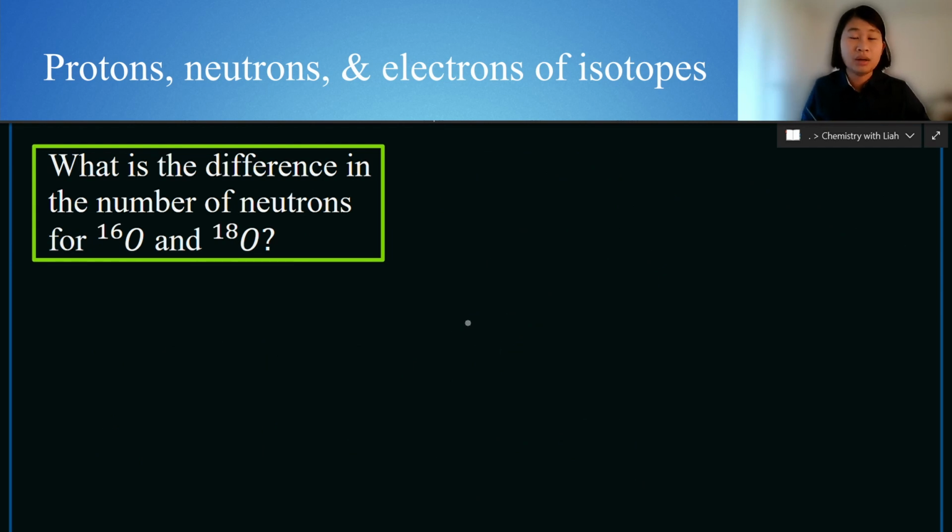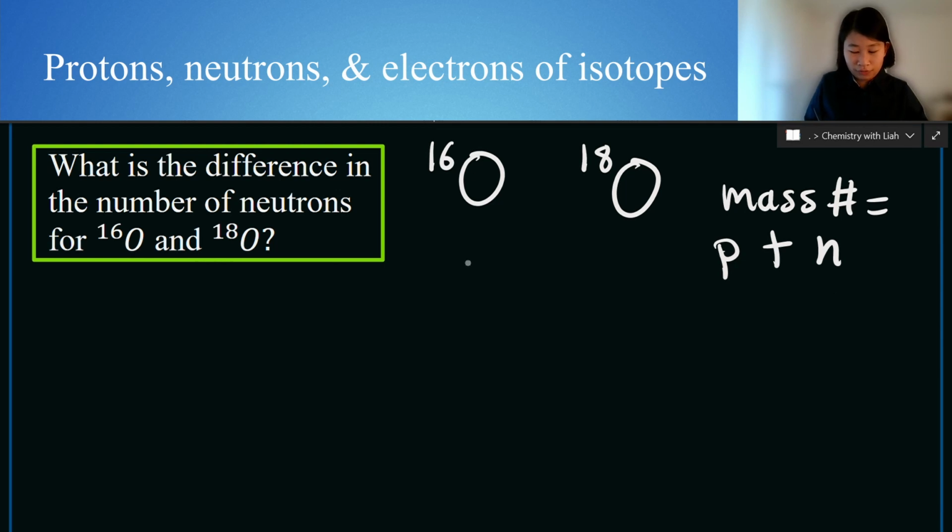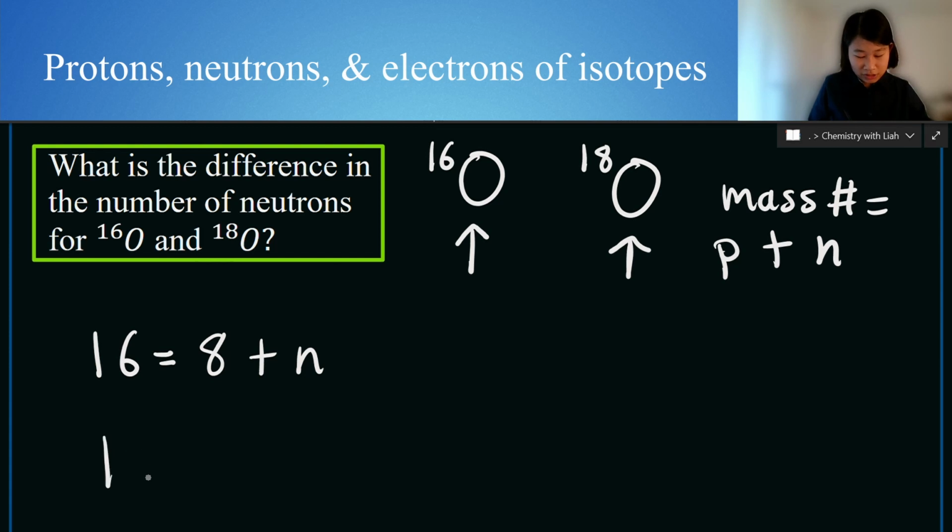Now, what is the difference in the number of neutrons for the isotopes oxygen-16 and oxygen-18? Now, recall that mass number is simply equal to the number of protons plus the number of neutrons. So currently, for our first isotope, oxygen-16, we're saying that the mass number is equal to 16. And so this must be the number of oxygen protons, which is just going to be 8, plus the number of neutrons. And for our second isotope here, oxygen-18, we have a mass number of 18, and again, 8 protons, plus the number of some neutrons.